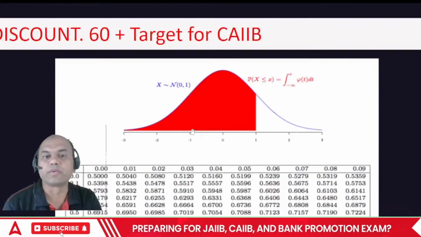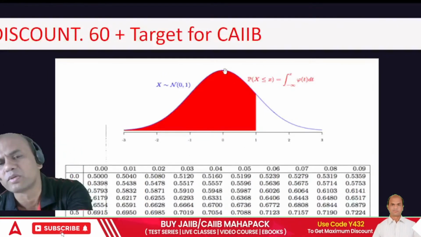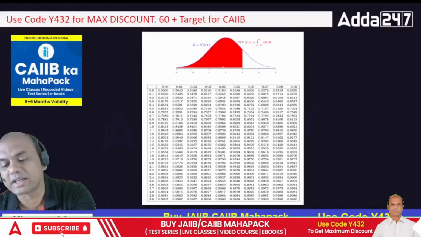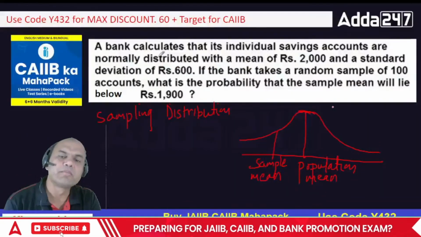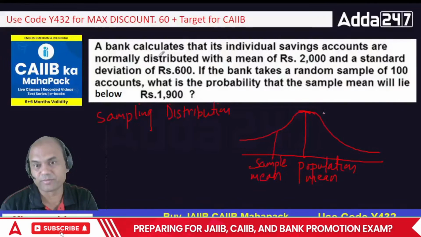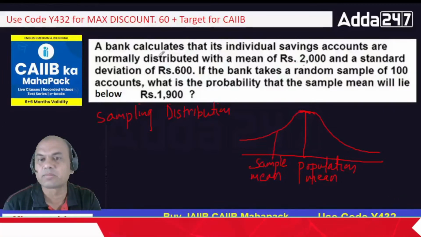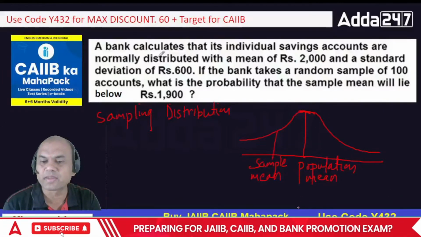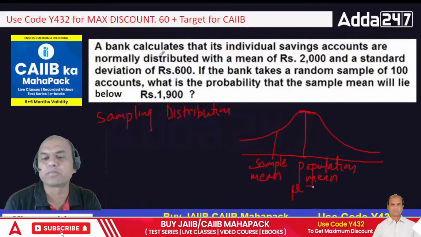So look at this. This is a normal distribution curve, and the same curve I have drawn over here in my rough sketch, bad handwriting, bad drawing, but this is easy for understanding. So this is the population mean. It's given that the population is normally distributed with a mean of 2000. So here I am saying mu. Always remember, the population mean is always called mu. That is given as 2000.